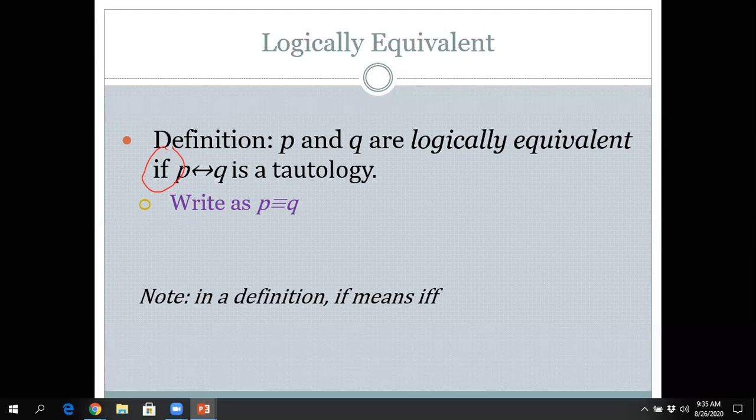So P and Q are logically equivalent if and only if P if and only if Q is a tautology, right? We're saying if and only if lots of times here, okay? Any questions so far?